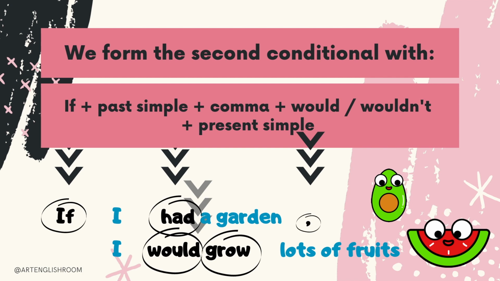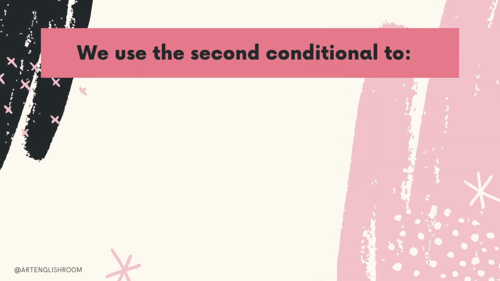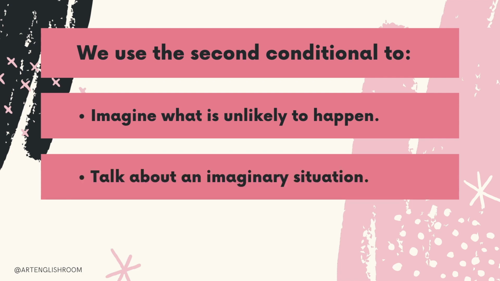As you can see, in this case, we use past simple and would. In the first conditional, we used present simple and will. Now, let's see when we have to use second conditional. We use the second conditional to imagine what is unlikely to happen and to talk about an imaginary situation.